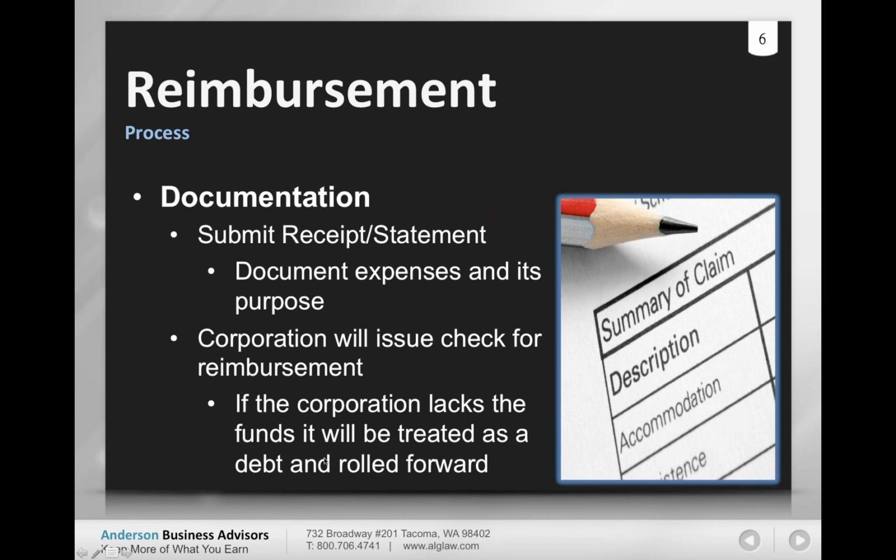and then dividends. So from a transactional standpoint, as far as documentation goes, in order for reimbursement, what we want to do is submit a receipt or a statement that documents what the expense was and the purpose of the expense. And there's a couple of different ways that we can do this. We can have an itemized list that indicates what the charge was and what it was for, and we can just keep that itemized list and submit it over to our corporation. It could be something as simple as submitting a receipt as well.